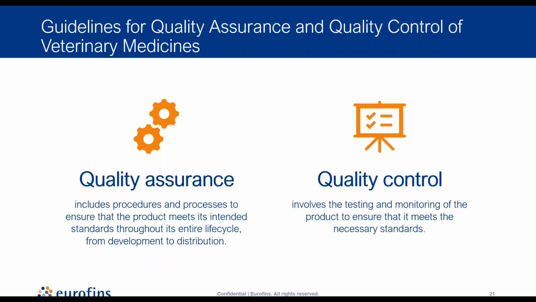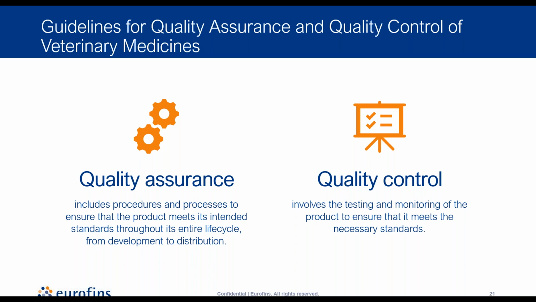Guidelines for quality assurance and quality control of veterinary medicines are important to ensure the safety, effectiveness, and quality of the products. Quality assurance includes procedures and processes to ensure that the product meets its intended standards throughout its entire life cycle, from development to distribution. Quality control involves the testing and monitoring of the product to ensure that it meets the necessary standards.